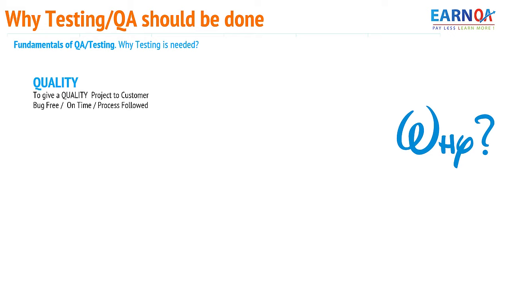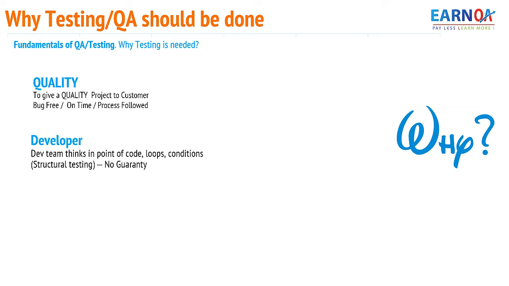The first and foremost reason is quality. Without quality, nobody would compromise. Every customer needs his project quality driven, and we need to provide a quality application to the customer. When we say quality, it is the combination of three things: defect free, delivered within the budget, delivered within the time, with a process followed. So as testers, we should certify, verify, validate, and provide a quality project to the customer, bug free, within the budget, within the time frames.